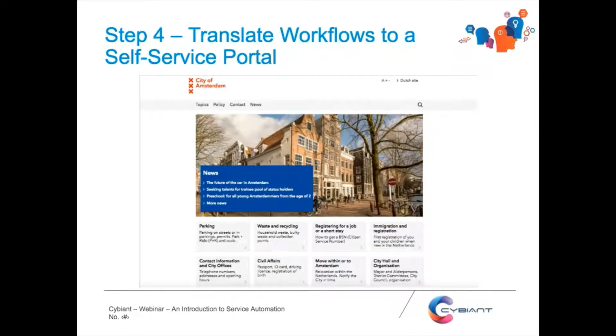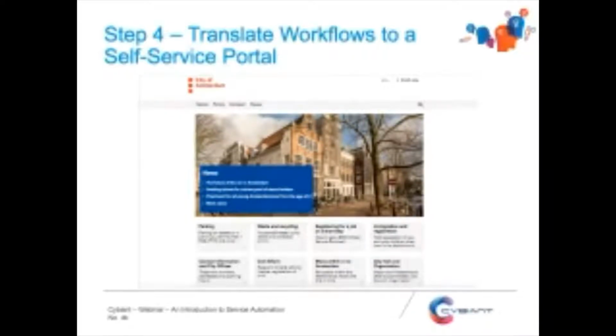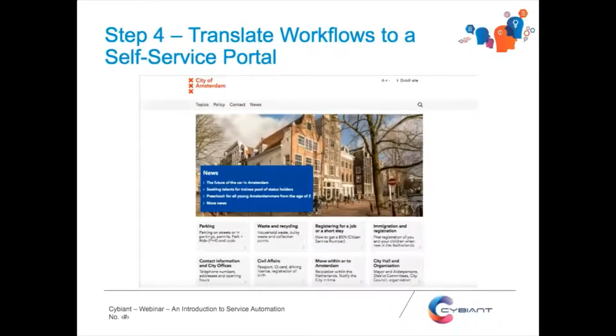So in the example here, you see an example from the city of Amsterdam in the Netherlands. That's where I'm originally from, on how this is done. And here you can already see some of the earlier examples that I showed you. You see that there's a category for parking, and a separate category for civil affairs. In technical terms, each of these building blocks are different service catalogs that are behind the first interface.